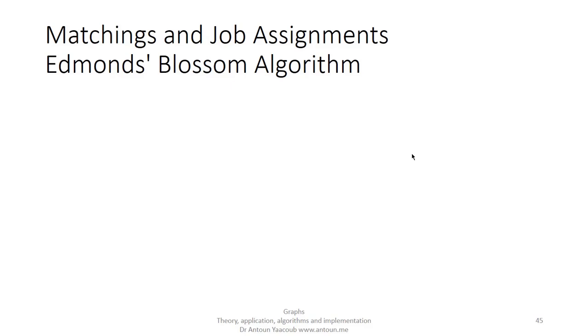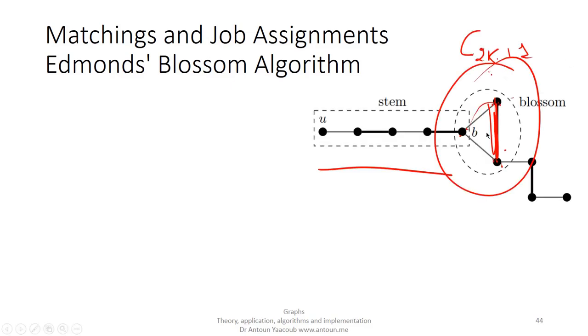We will contract the blossom, we will remove the blossom. What does it mean, the blossom? The cycle here, I will remove it and I will consider it as just one vertex. So if, after removing the blossom, I can find an augmenting path in the contracted graph, then we can find an augmenting path in the original graph by choosing the correct direction of the blossom.